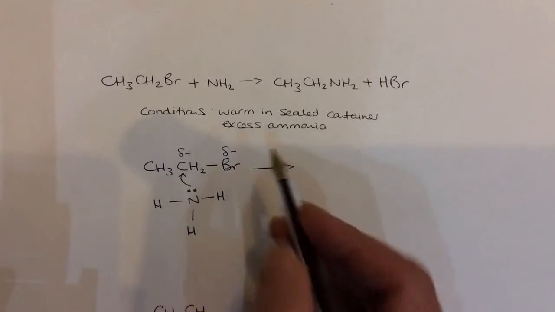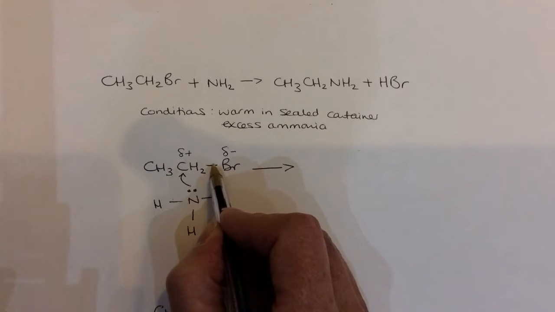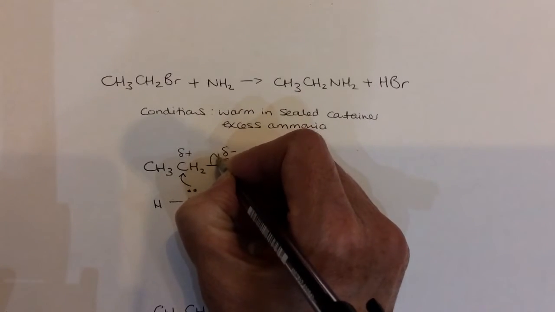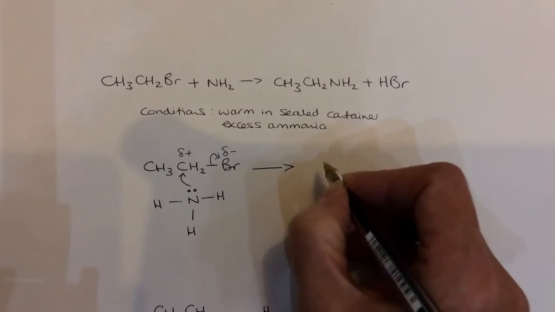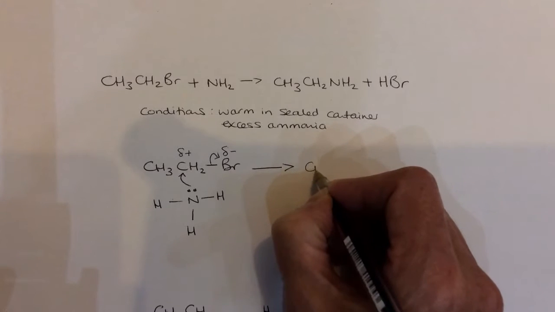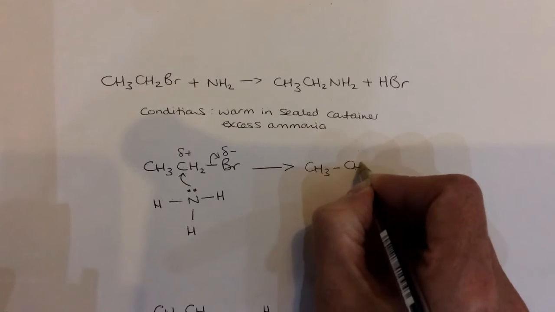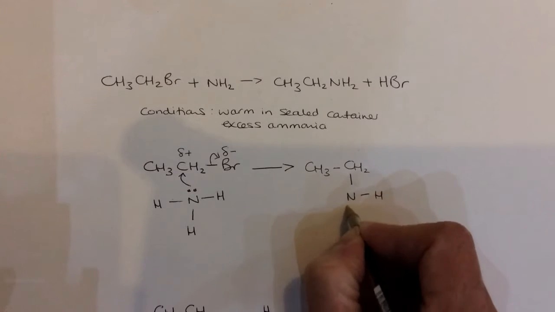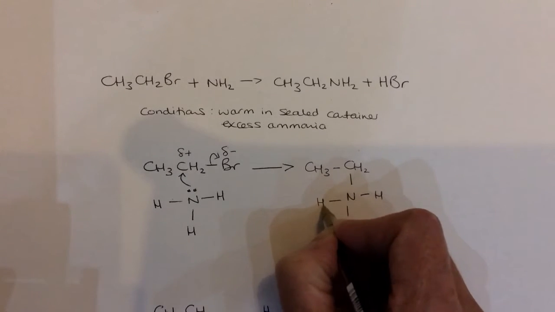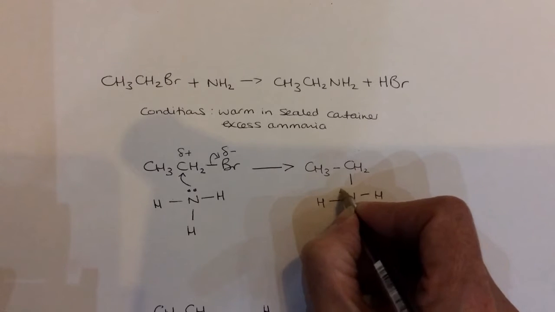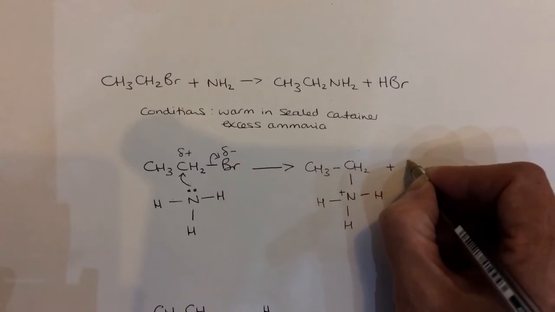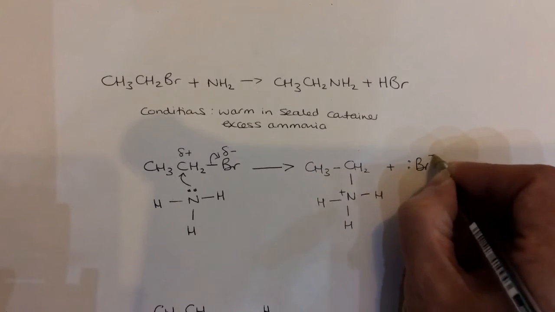Because of this, the electrons in this bond will then expel the bromine. So you end up with CH3CH2 with your NH3 attached. Remembering now that this nitrogen will have a positive charge and you've also expelled your bromine.